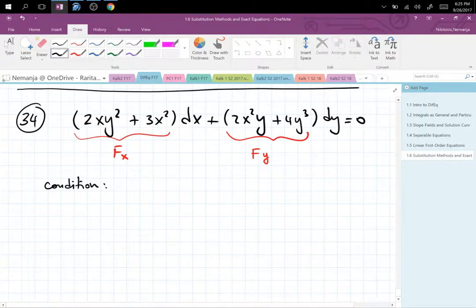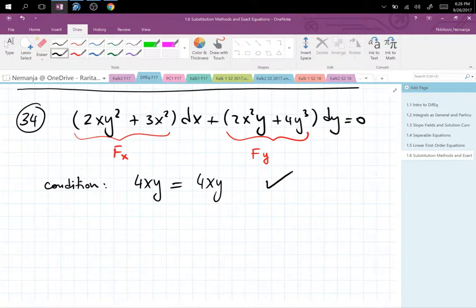And the condition goes like this. The partial derivative with respect to y here, which is 4xy plus 0, is equal to the partial derivative of the second one with respect to x, which is 4xy, and then the second part, so it's good. All right, we got these two equaling each other. And there's no other way that we can do it.